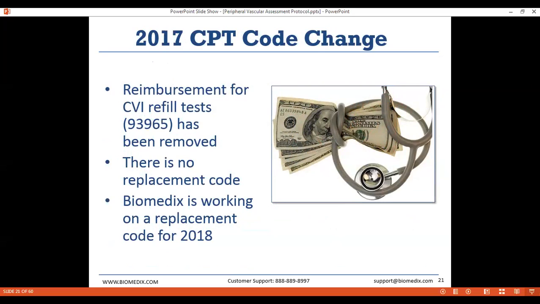Now, as most of you are aware, the reimbursement for the CVI test that was reimbursable in 2016, in 2017, has been removed. So 93965 is no longer a reimbursable code with the PADnet device. There's not a replacement code at this time, although we are working very hard to get a code reinserted for this test in 2018.